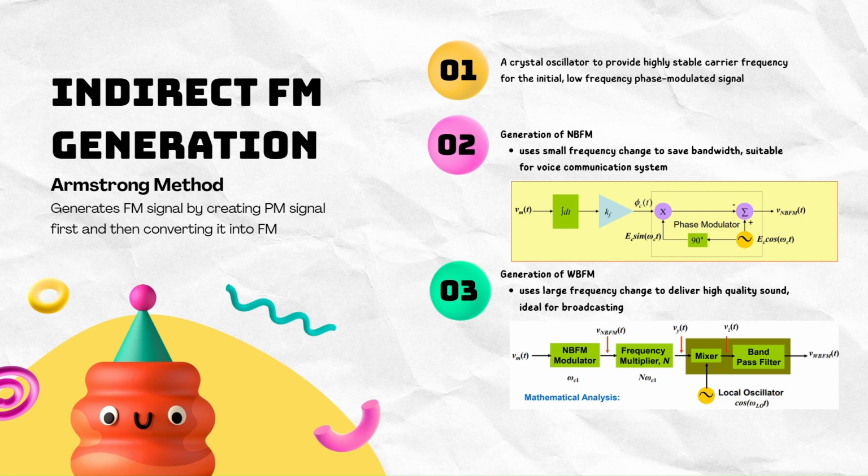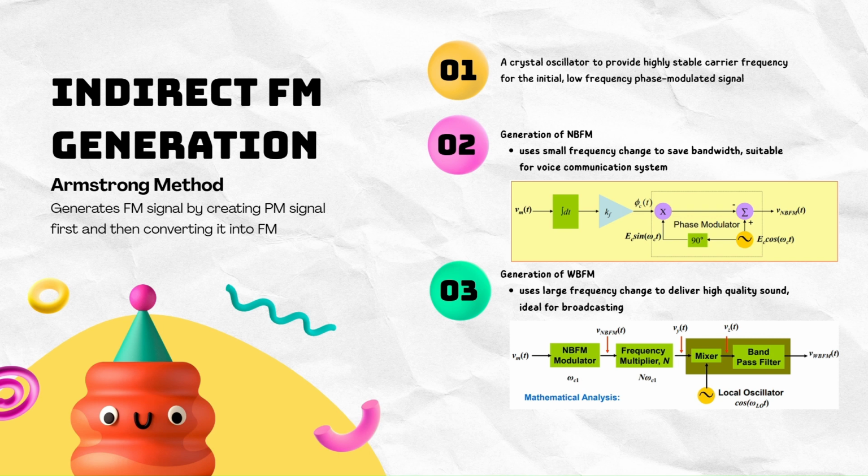Indirect FM generation involves the Armstrong method, which generates an FM signal by creating a PM signal first and then converting it into FM. Basically, the Armstrong method involves a crystal oscillator to provide a highly stable carrier frequency for the initial low frequency phase modulated signal.